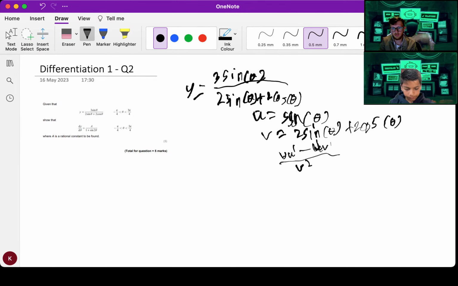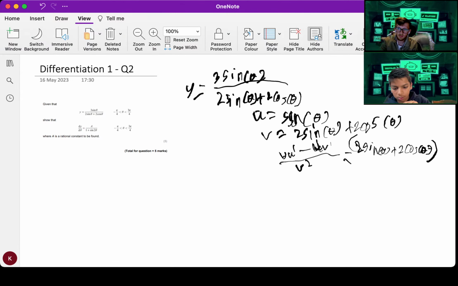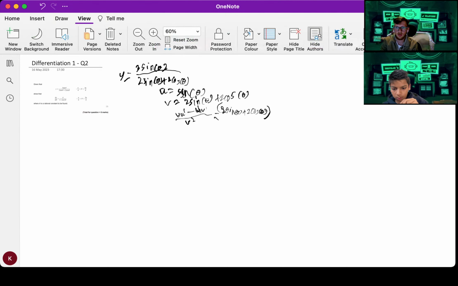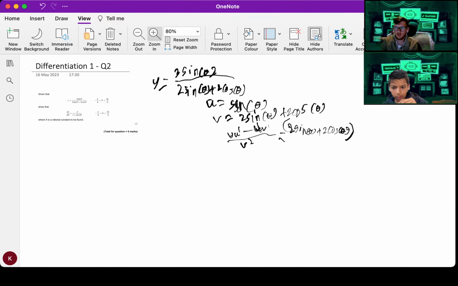Then that is the same as v, 2 sine of theta plus 2 cos theta, that times, I think we need to zoom out a bit. Yeah, maybe do it underneath the question. You don't want to zoom out too much because people might want to still see the question. About that much, I think.